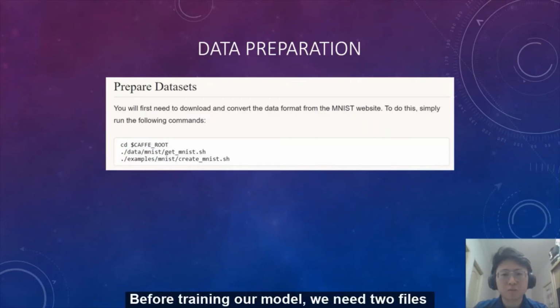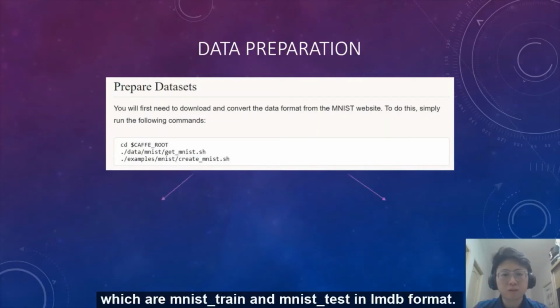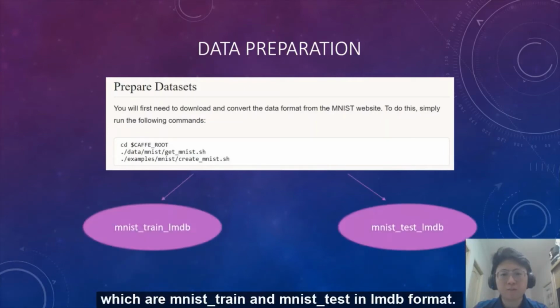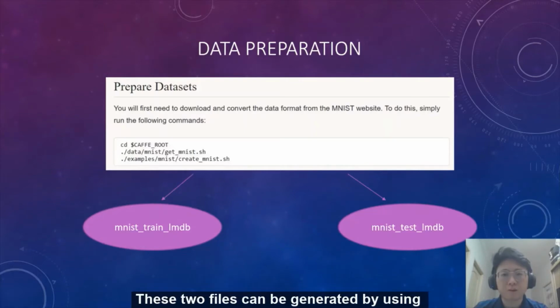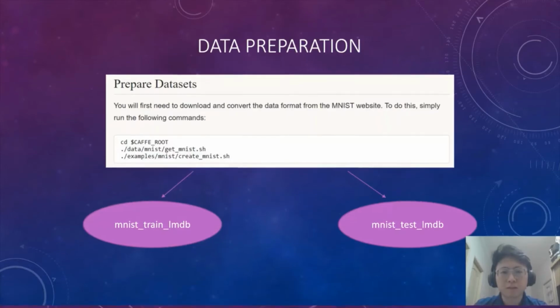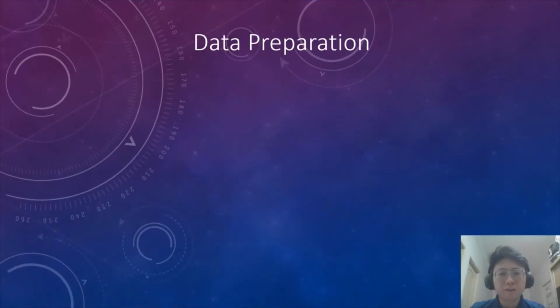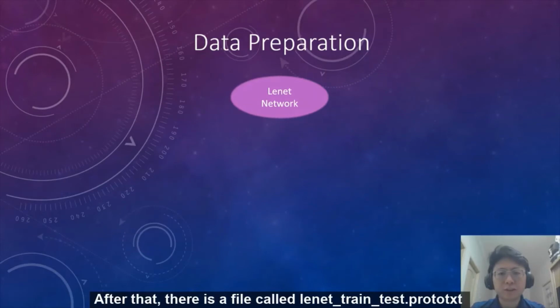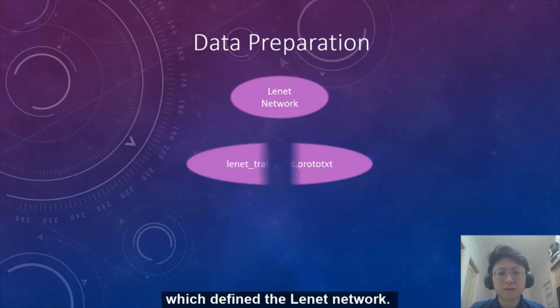Before training our model, we need 2 files, which are MNIST train and MNIST test in LMDB format. These 2 files can be generated by using the script, which is available in Caffe root directory. After that, there is a file called LeNet train test prototxt, which defines the LeNet network.